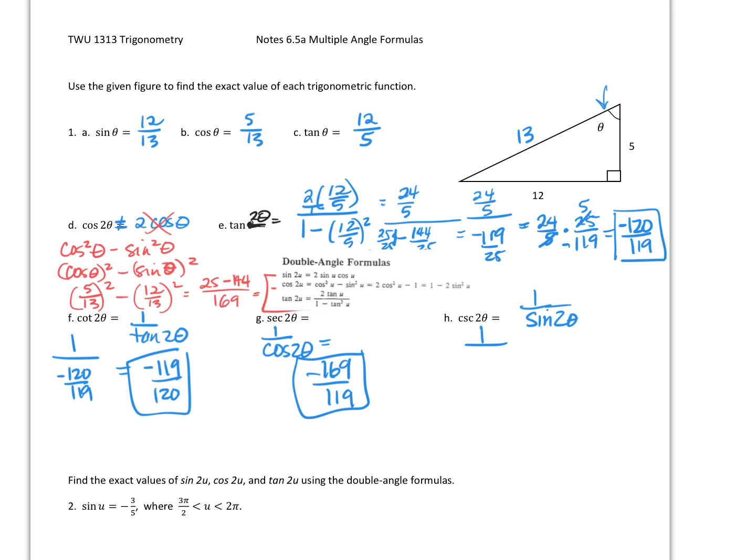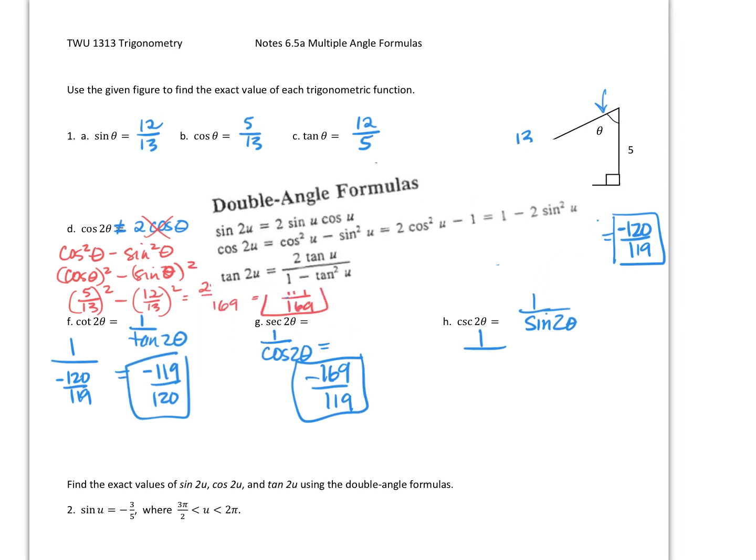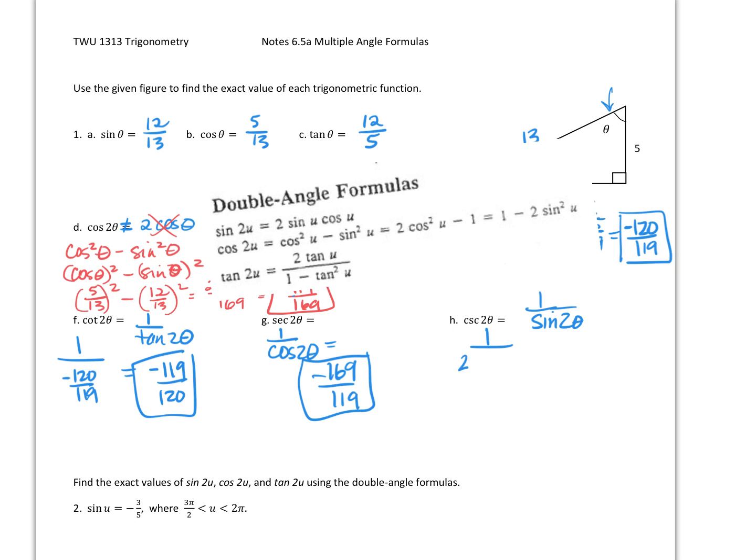All right, so sine of 2 theta, notice, is 2 sine theta cosine theta. So we just got some plugging in to do. So it's going to be 1 over 2 times, what do we say the sine is? 12 over 13 times the cosine, 5 over 13. All right, remember that's 2 over 1.